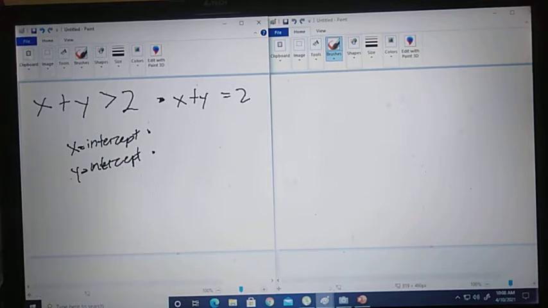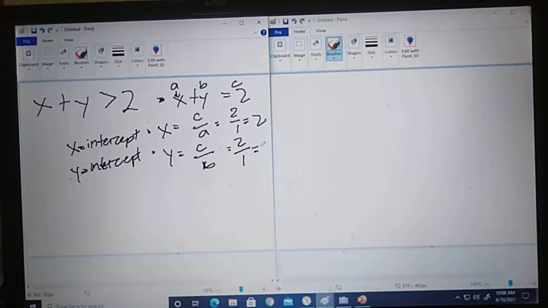Okay? We have formulas for the intercepts. We have x is equal to c over a, and for y, c over b. Ano nga ba itong a, b, c na to? Sa equation natin, this is a, this is b, and this is c. So hanapin natin yung values ng x and y intercept para malaman natin kung saan tayo mag-graph. What is our x? It is 2 over 1, that's 2. And dito naman, it's 2 over 1 also, and that's 2. So our x-intercept is (2, 0), and our y-intercept is (0, 2).